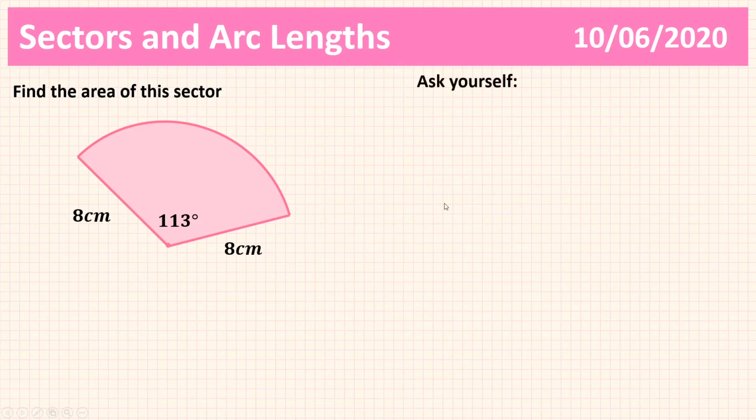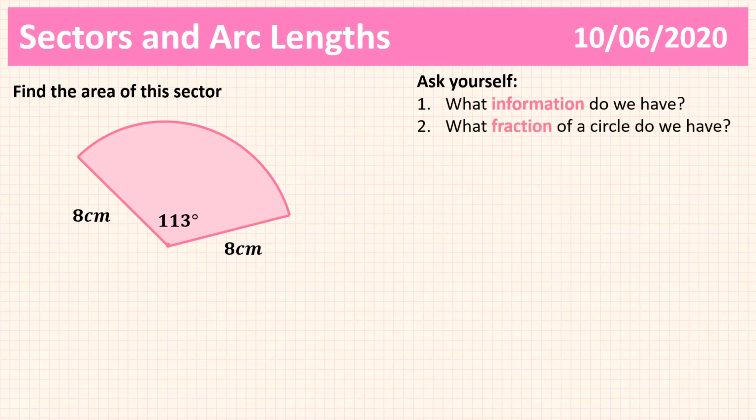So the main questions we need to ask ourselves are: one, what information do we have? And two, what fraction of a circle are we working with? So now let's answer these questions together. So what information do we have?